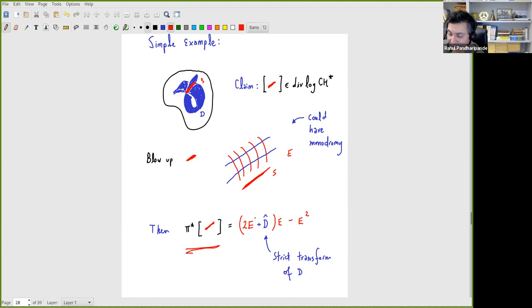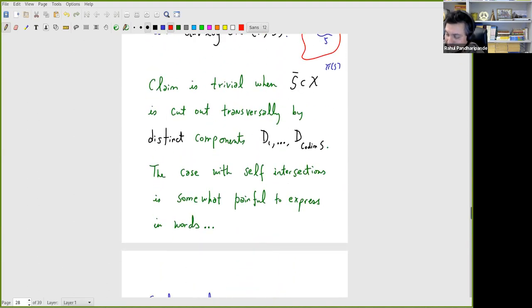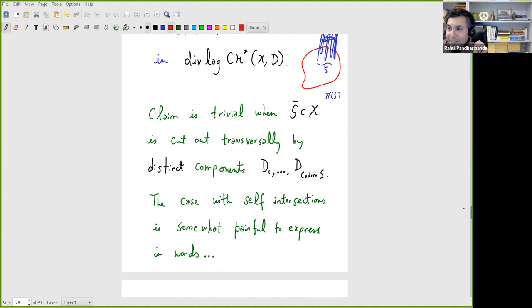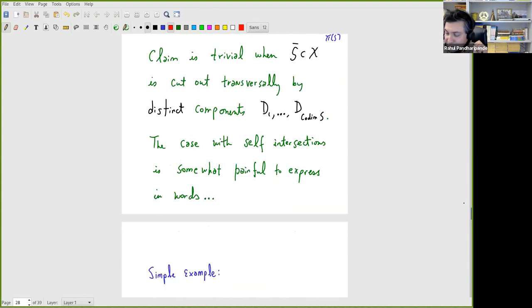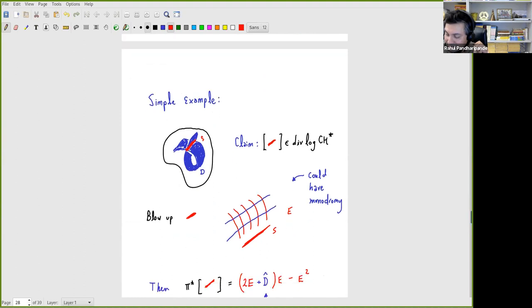That's the exceptional divisor and the strict transform. So that's a little game you have to play. And to prove this theorem, you have to play that game in some kind of generality. But the issue here is all about this self-intersection. So it is true, maybe that's the comment of Jim's.